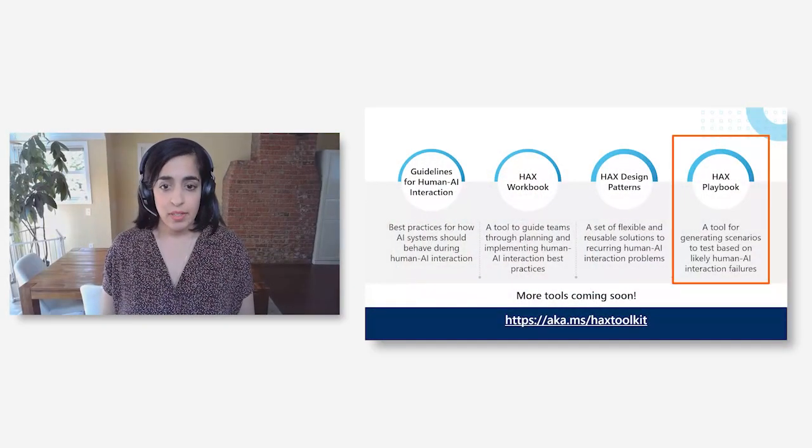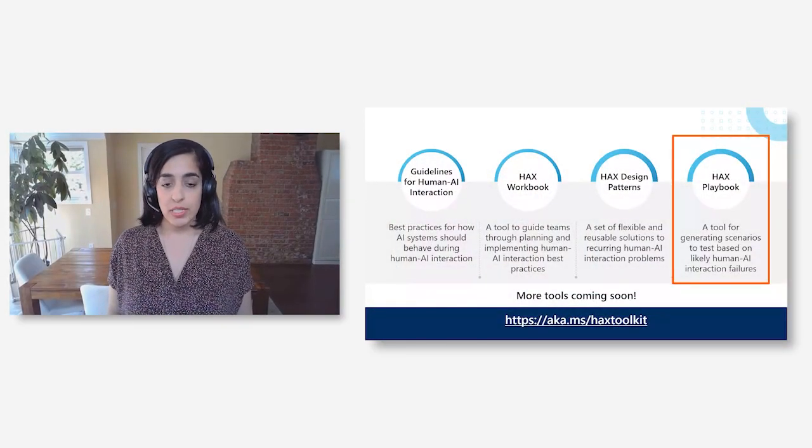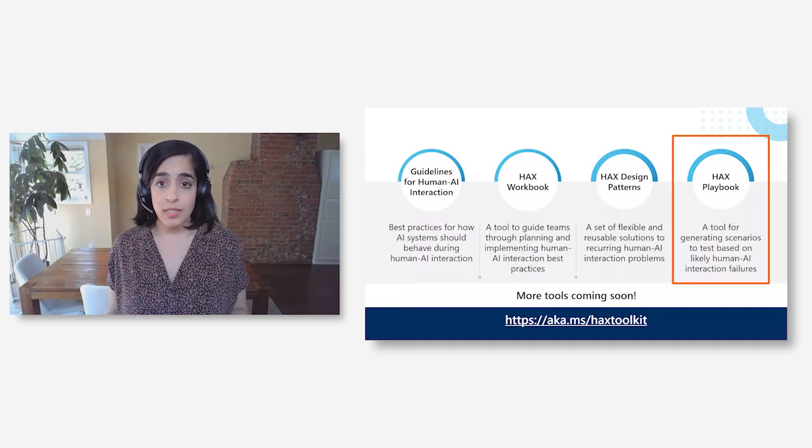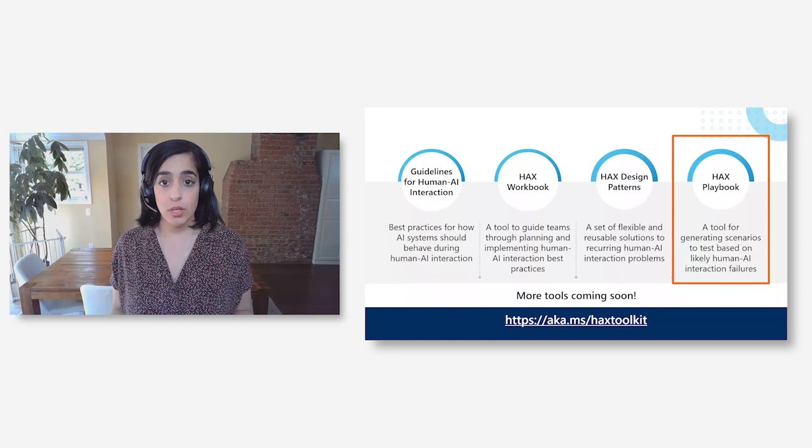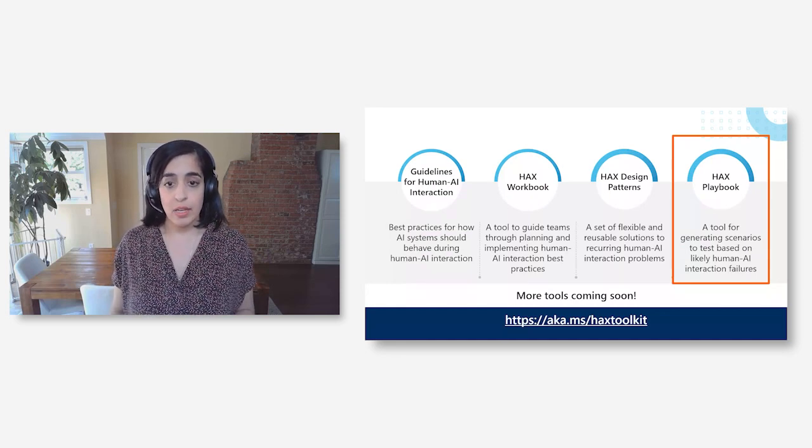Thanks, Mihaela. So the final tool I'll introduce today is the HAX Playbook, which is a tool for generating scenarios to test based on likely human-AI interaction failures. Now, we created this tool because while we often do offline tests of model performance, we typically do less testing with humans in the loop prior to deployment.